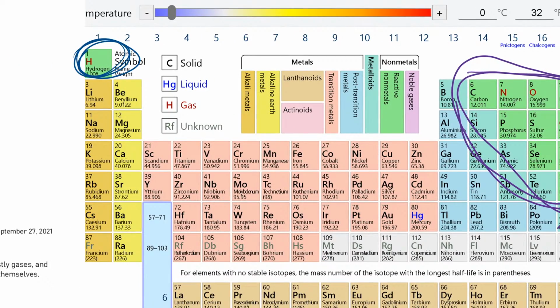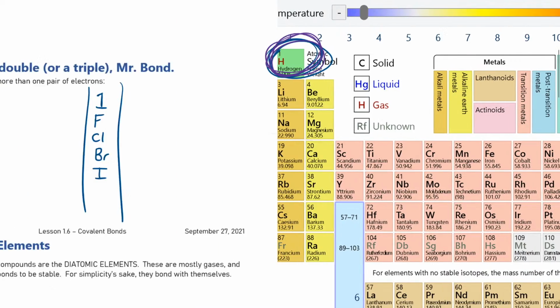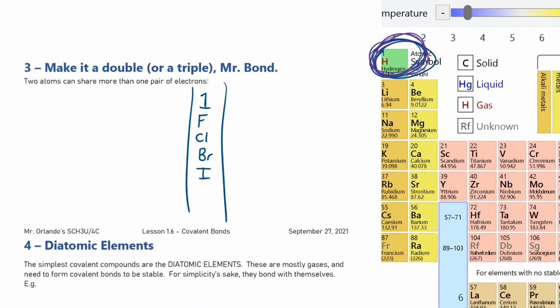So fluorine, chlorine, bromine, iodine, and what else on the periodic table can potentially share? Well, hydrogen can potentially share. So hydrogen can also make one bond. So we'll add it to our list. In the right circumstances, hydrogen will share electrons, and it will make one bond when it does so.